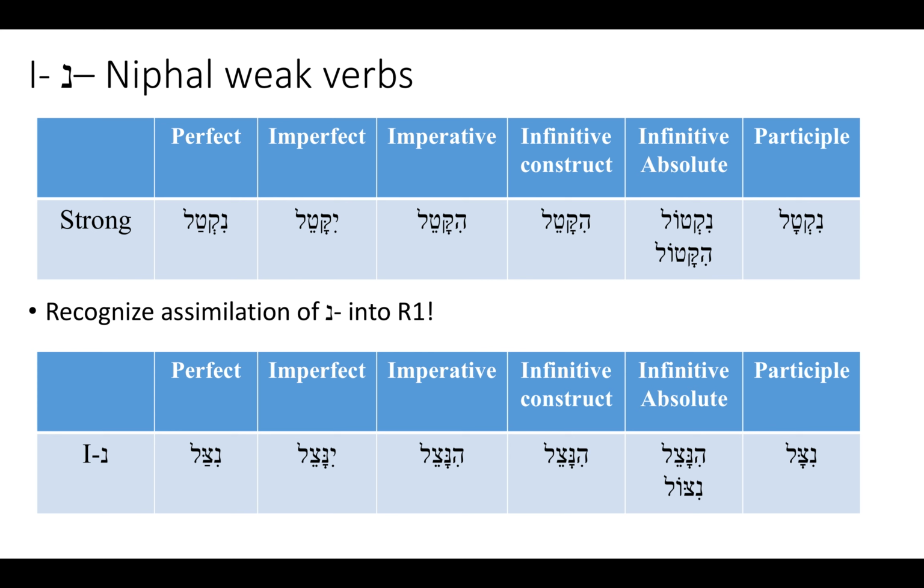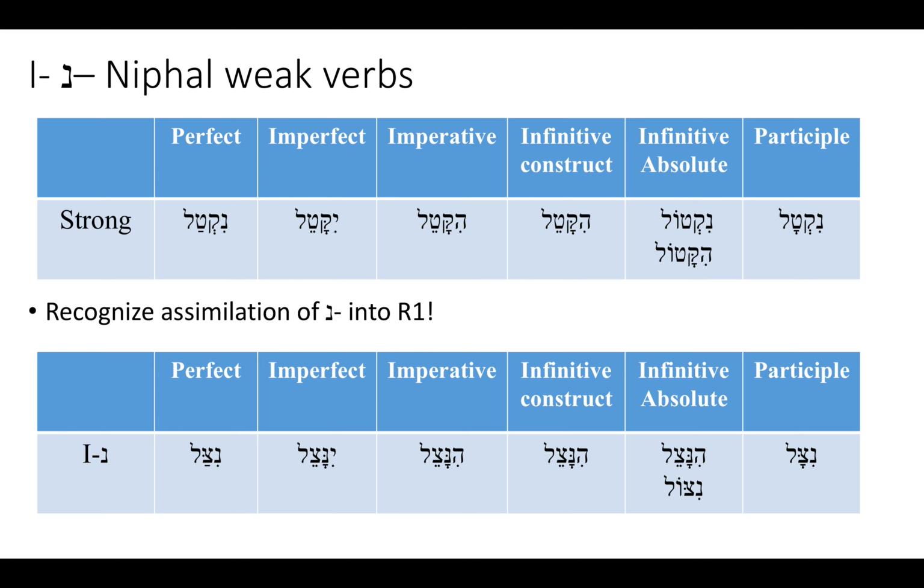Then the first nun Niphal weak verbs. These cause some problems because, if you remember from Qal, first nun verbs often lose the nun at the beginning. And also, since Niphal has a nun prefix, that causes some confusion, since we would normally expect two nuns to occur there at the beginning of a Niphal weak verb that begins with a nun.